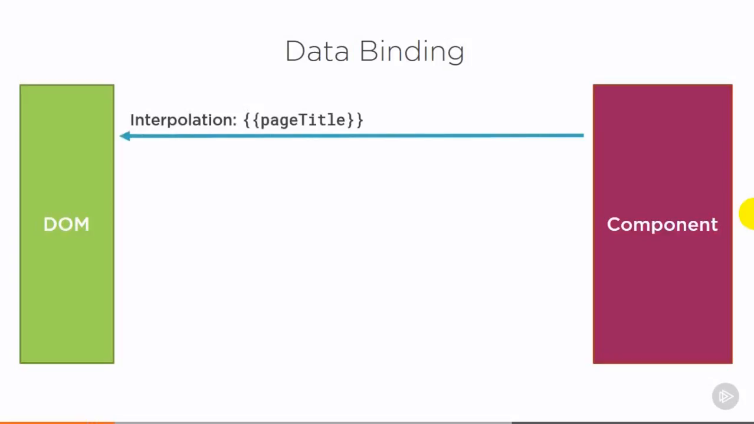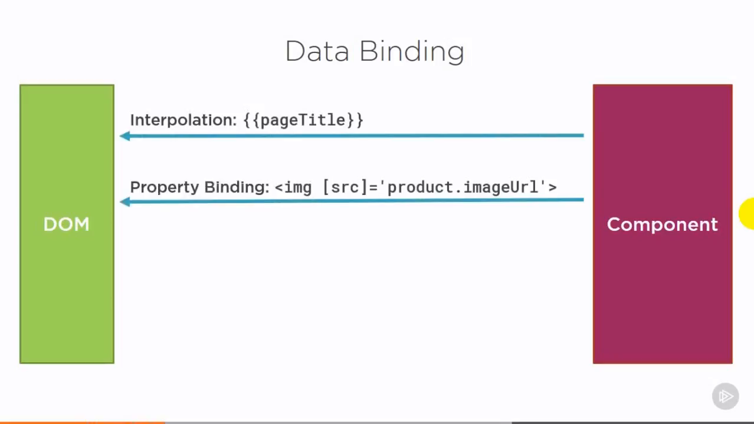Interpolation inserts interpolated strings into the text between HTML elements or assigns element properties. Be sure to wrap the template expression in curly braces and no quotes. Property binding sets an element's property to the value of a template expression. The binding target specifies a property of the element and must be enclosed in square brackets. The binding source specifies the template expression and must be enclosed in quotes.